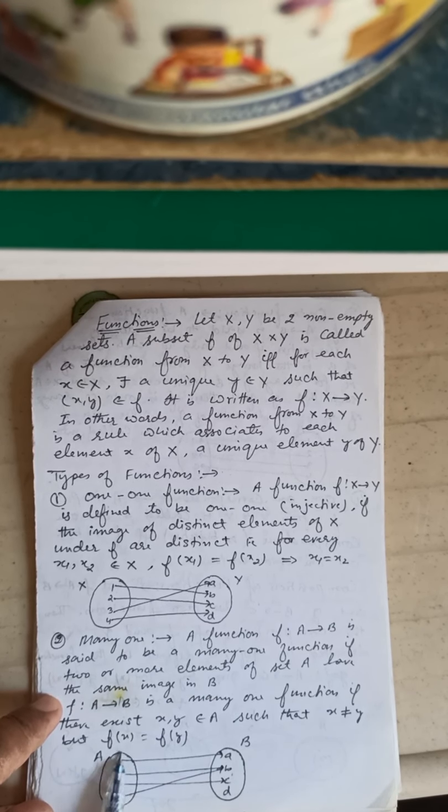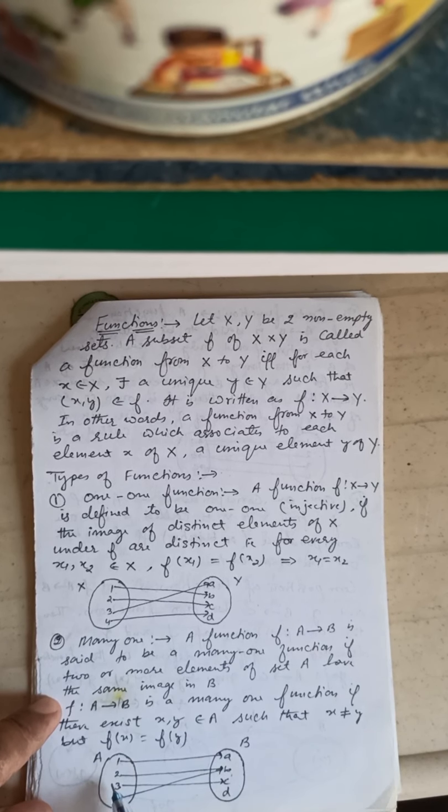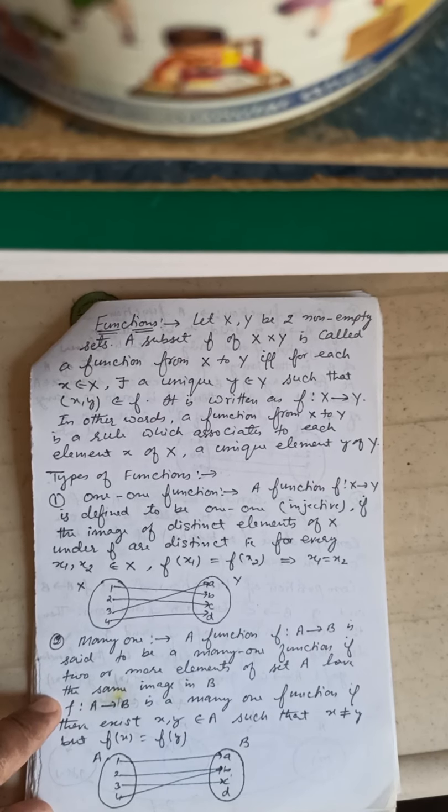Now see here in the ray diagram, element 1 in set a is associated with a, or having image a, 2 is having image b, 4 is again having image b, and 3 is having image c. So these two elements 2 and 4 have the same image b. So these many values have one value. That is why it is called a many-one function.